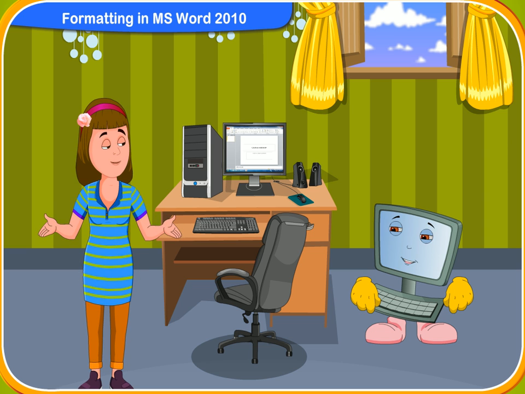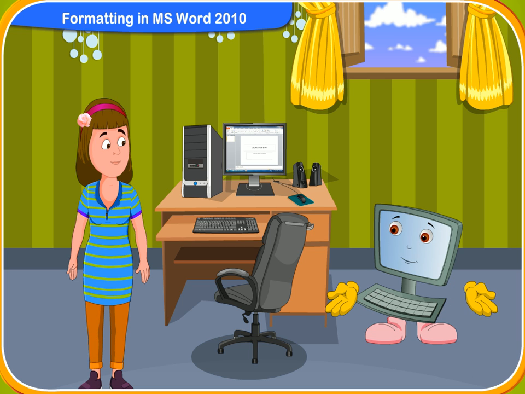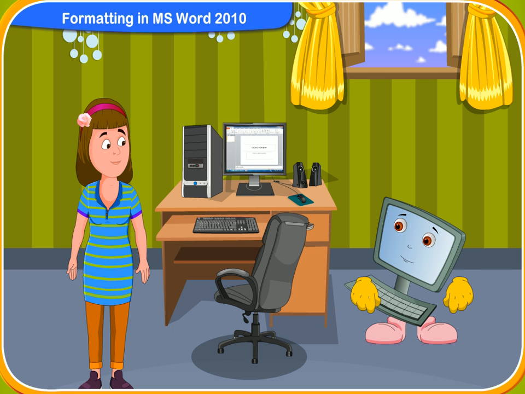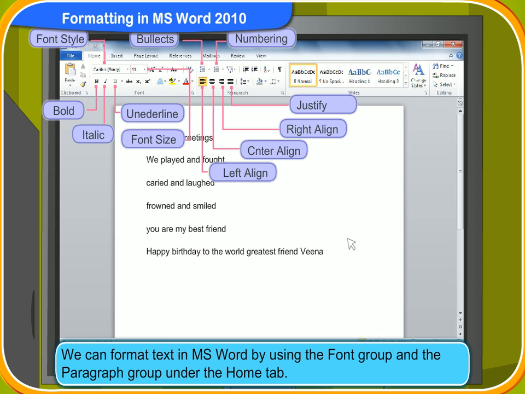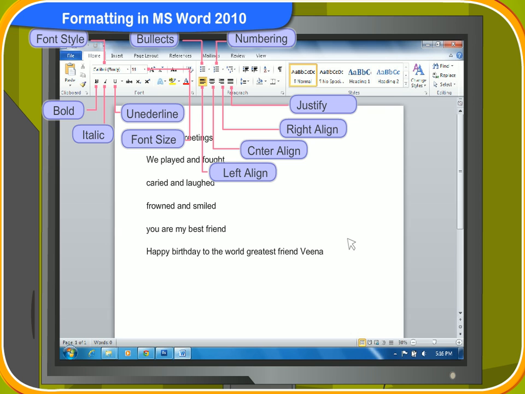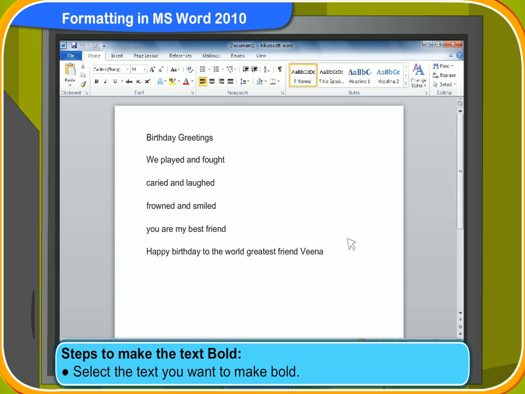What is formatting, Kliko? Formatting means changing and arranging text in a document to make it attractive. We can format text in MS Word by using the font group and the paragraph group under the Home tab. Wow, that's great. Please show me how. First, let me show you how to make the text in the heading bold.